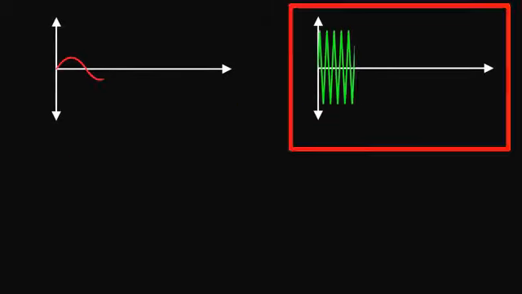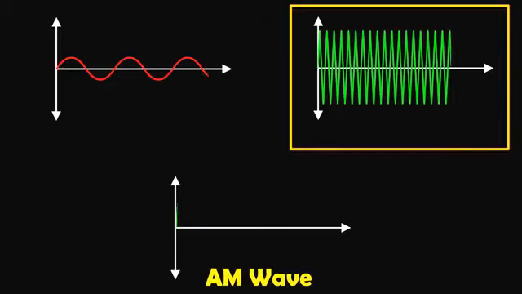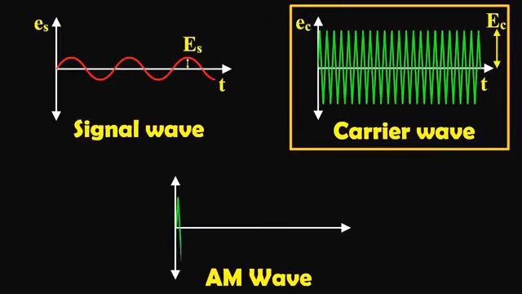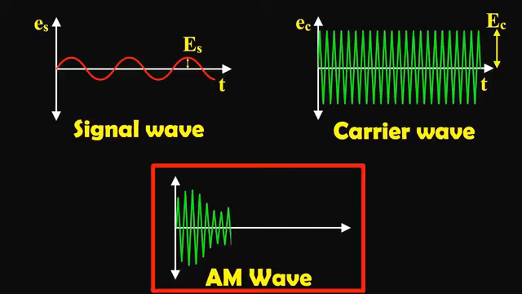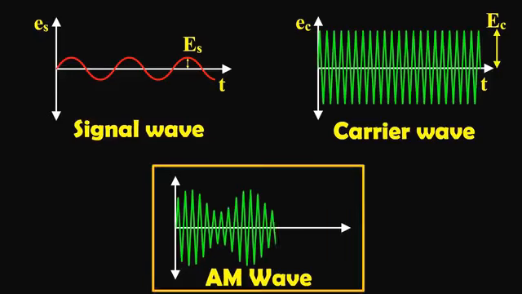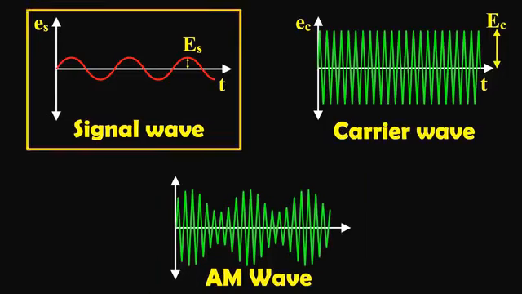What is amplitude modulation, that is AM? When the amplitude of a high frequency carrier wave is changed in accordance with the intensity of the signal, this process is called amplitude modulation. In amplitude modulation, only the amplitude of the carrier wave is changed. The frequency and the phase of the carrier wave remain constant.